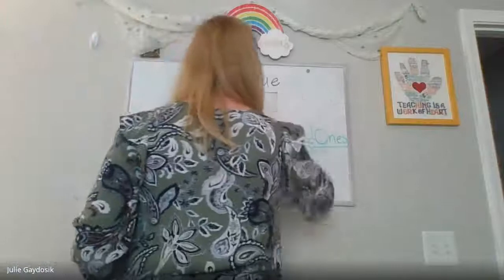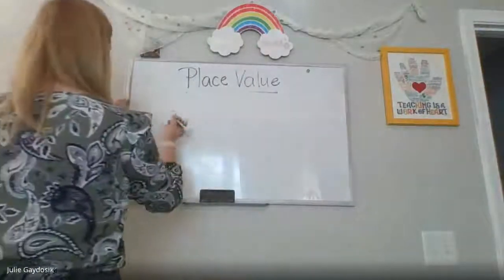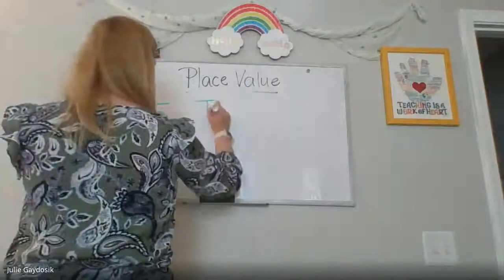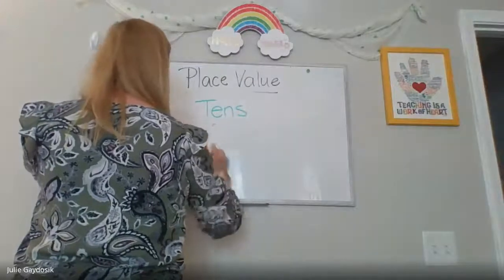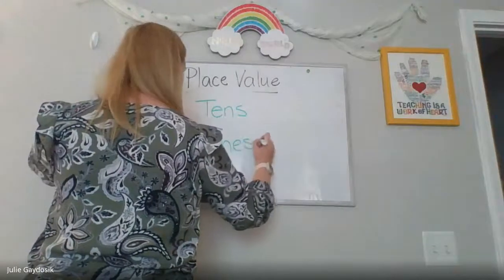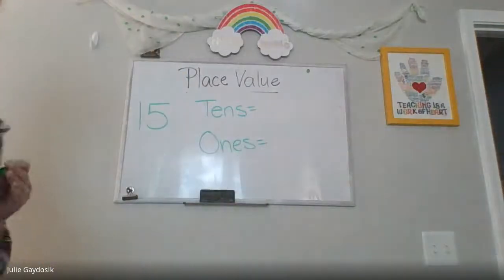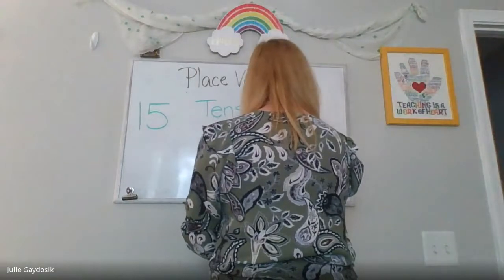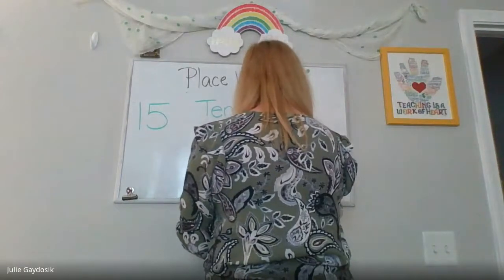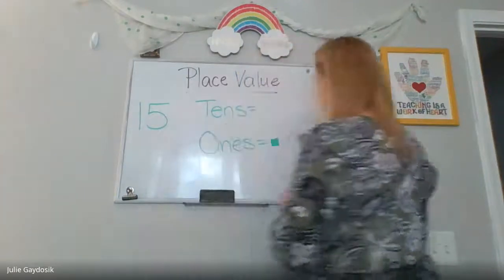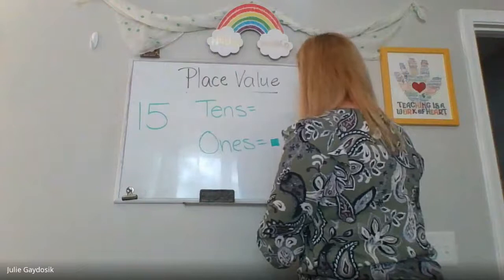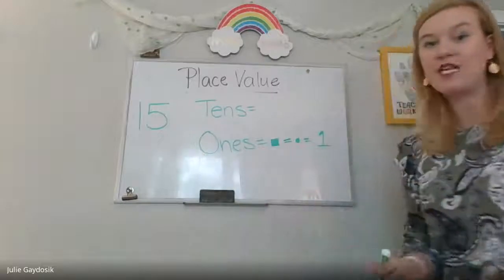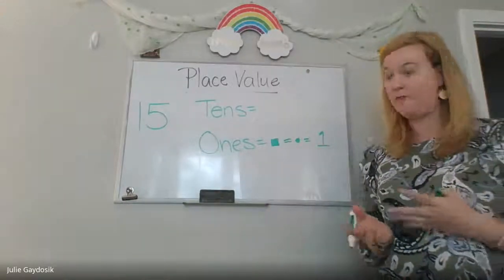I'm just going to erase a little bit, just to have a little more room. We have the number 15. We're talking about tens, and we're talking about ones. And remember, ones cubes are like the little squares, the little cubes we have, and we practiced with those. We also can write them as a dot, and they are worth 1. So when you're counting ones, you're counting by 1. That's an easy way to remember it.